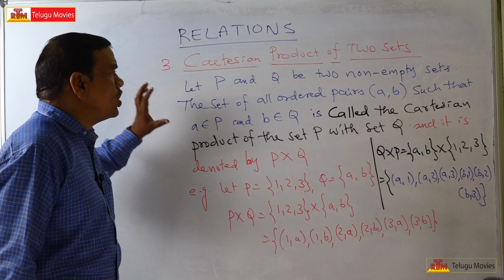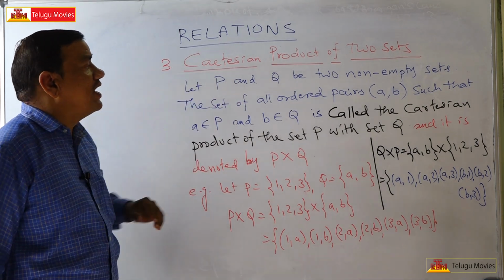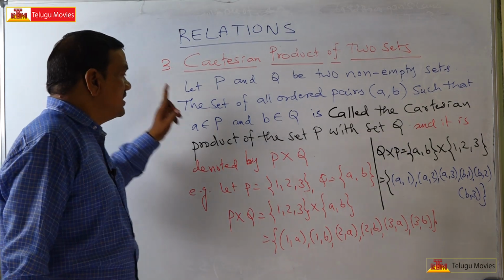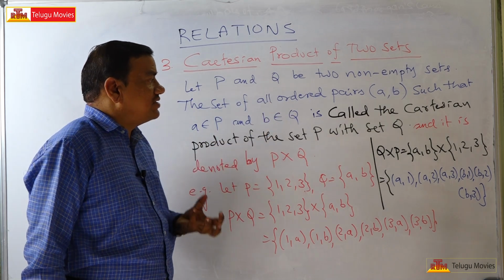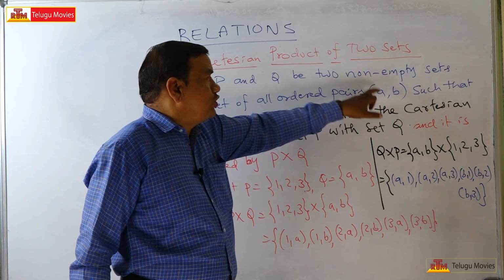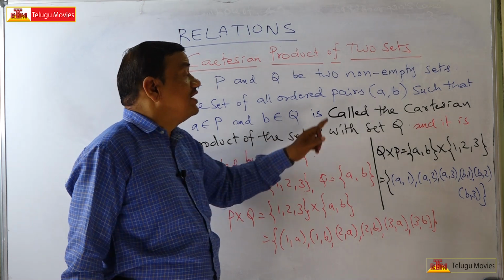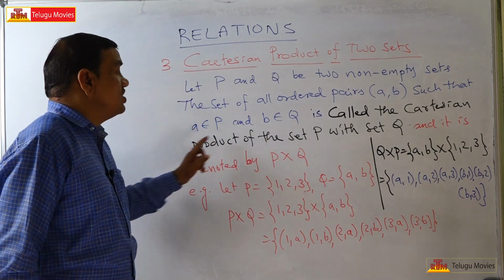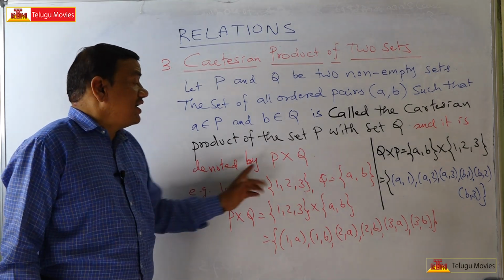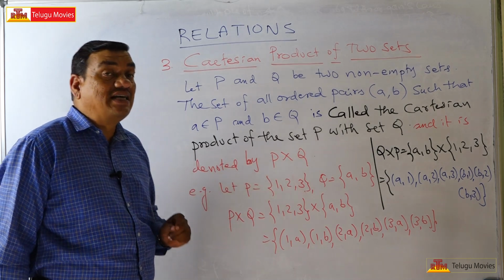Now, what is the Cartesian product of two sets? The definition is this. Let P and Q be two non-empty sets, any two non-empty sets. The set of all ordered pairs (a, b) such that the first element a belongs to P and the second element b belongs to Q is called the Cartesian product of the set P with the set Q. It is denoted by P cross Q. We have to read it as P cross Q.